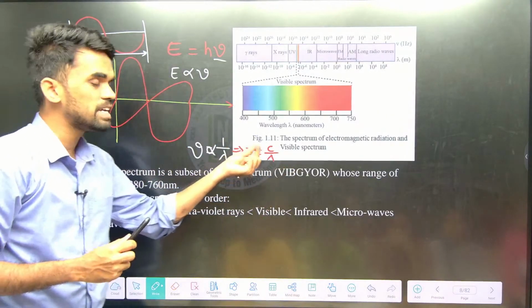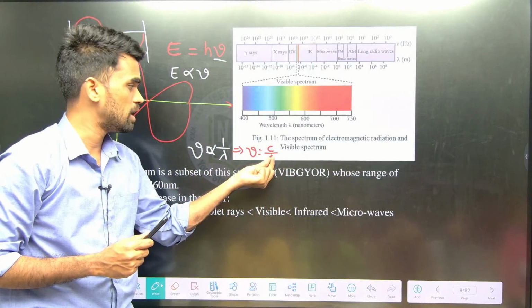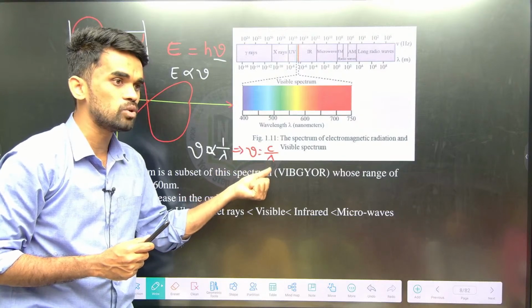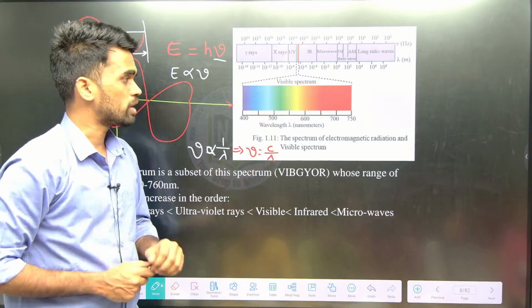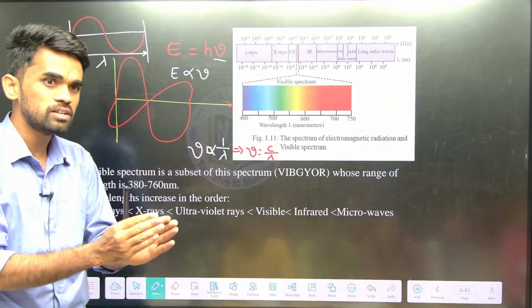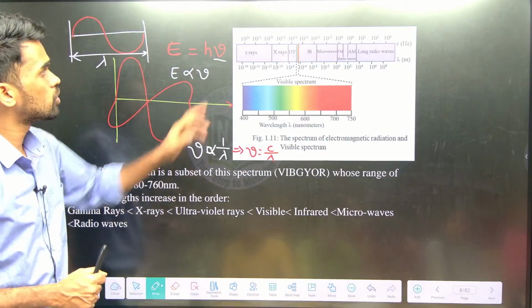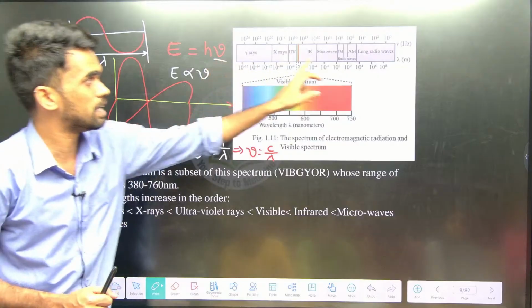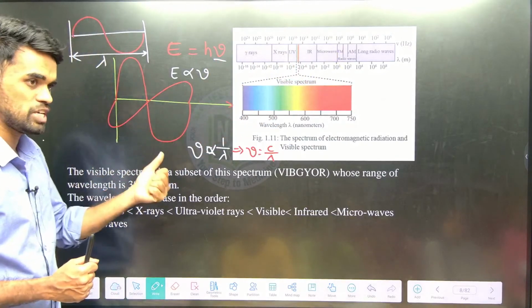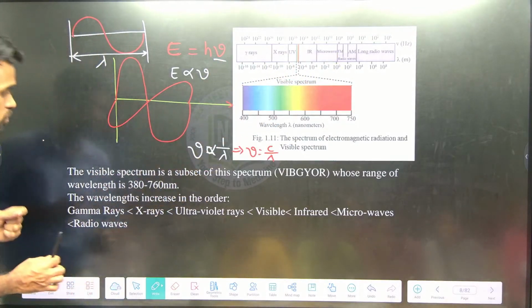What does this c indicate here? Speed of light. Now, how are frequency and wavelength related? Inversely. So greater the wavelength, lower is the frequency. Now look at this energy order. If I say energy order or frequency order, what will be the answer?